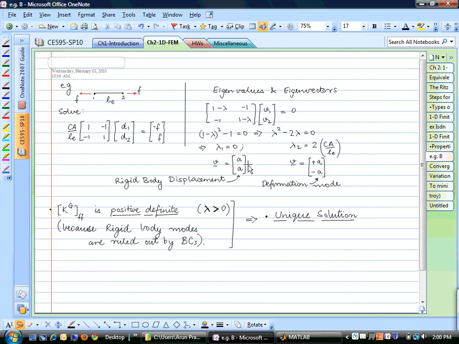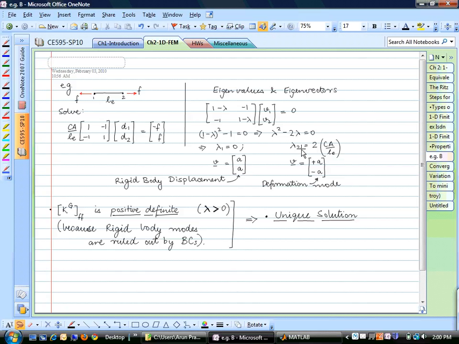So since one of the eigenvalues is 0, we try to find its corresponding eigenvector, and you will see that the corresponding eigenvector is this, A and A. A can be any constant. So what does that mean again? You have node 1, node 2. You displace the same two nodes by the same amount A. That's your rigid body translation. So the eigenvectors corresponding to the 0 eigenvalues are actually the rigid body modes.